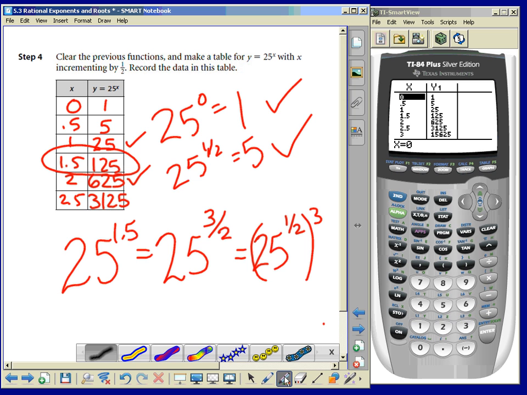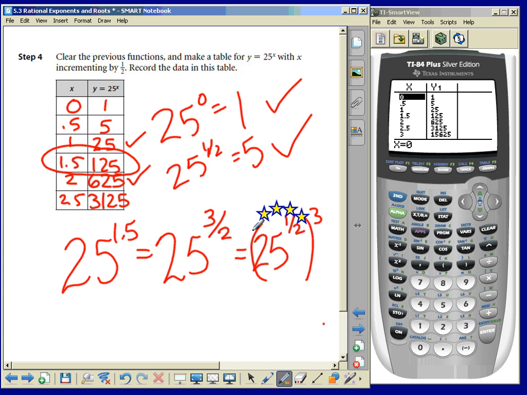So the 25 to the 1/2 power part that we have in here, that's going to be the square root of 25, which is 5. So that comes out to 5. And then we're going to cube it. Well, if you take 5 cubed, you get 5 times 5 times 5, which is 125. So it seems to make sense when you break it down like that.